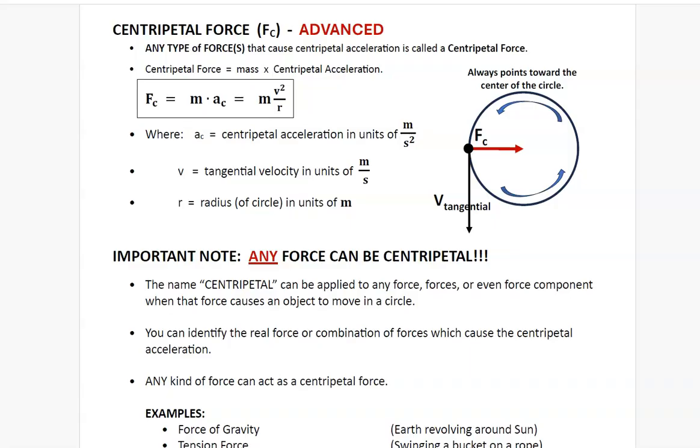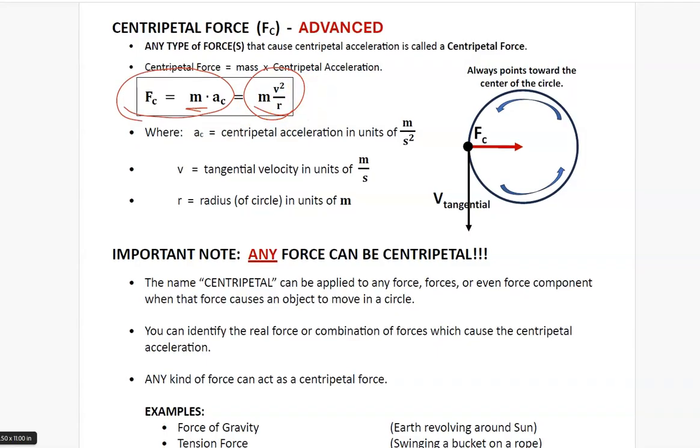So to calculate the centripetal force, it's actually pretty simple. Centripetal force is equal to centripetal acceleration times the mass of the object. But we know centripetal acceleration equals v squared over r, so we can also say that centripetal force is equal to mass times velocity squared divided by the radius.